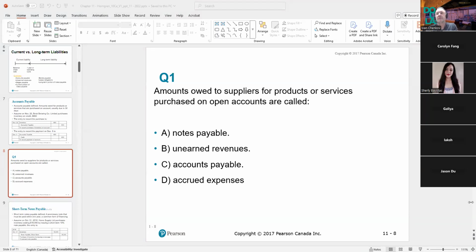Everybody agree with that C? Okay, C is the one.